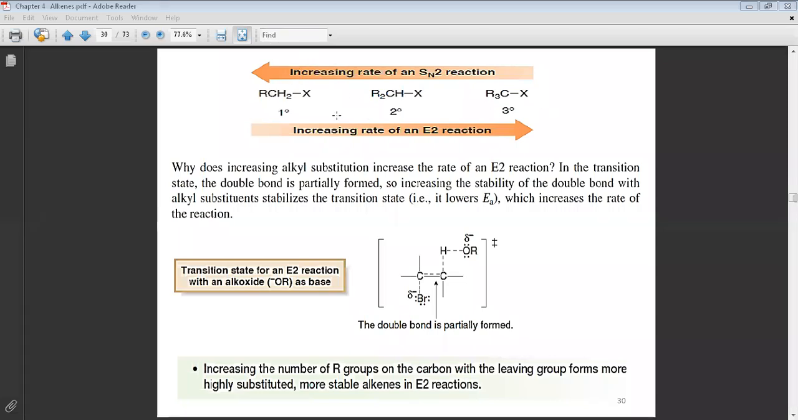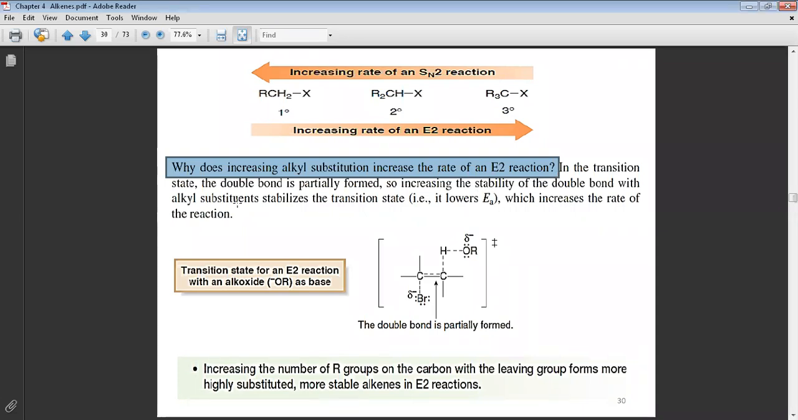Now, again, he said here, for the E2 reaction, the more substituted alkyl halide will be faster than the primary alkyl halide. And he said here, why does increasing alkyl substitution increase the rate of the E2 reaction?